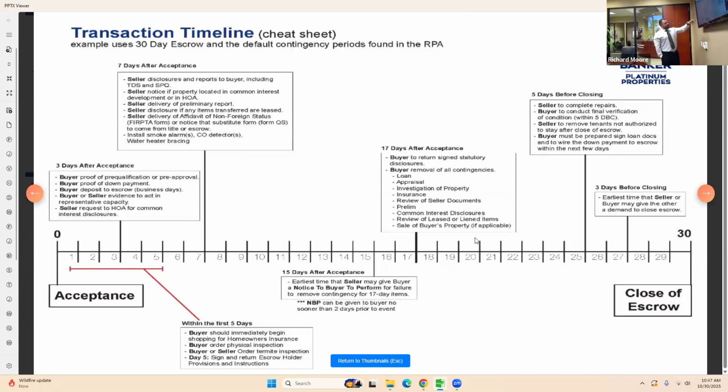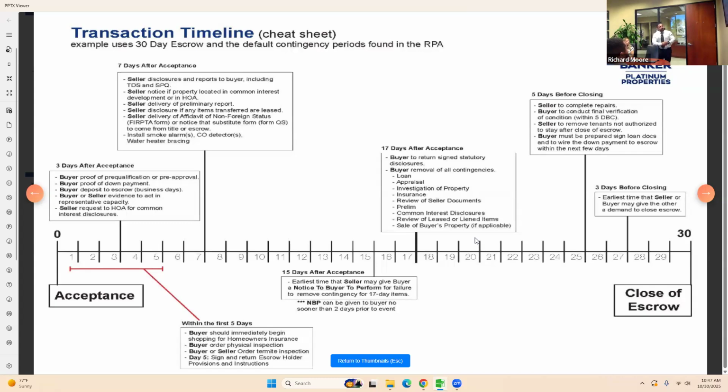Now, within the first 5 days, the buyer should immediately begin shopping for homeowners insurance. You want to make sure that they can find homeowners insurance, because that's one of the contingencies. And is it affordable, right? You should already order the physical inspection. I would do that on the first day, just to make sure we get it as soon as possible. And buyer or seller should order the termite inspection. So the listing agent is going to do that if you ask them to and they agree to it. And the buyer should sign and return any escrow instructions back to escrow if they've already been sent out. Sometimes they won't send it out till later, so you have a few more days to do that.